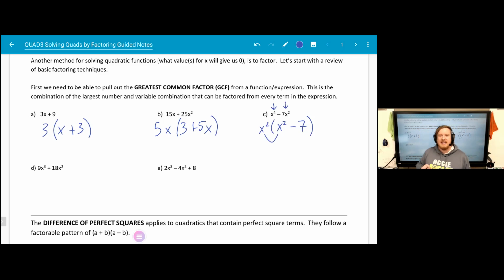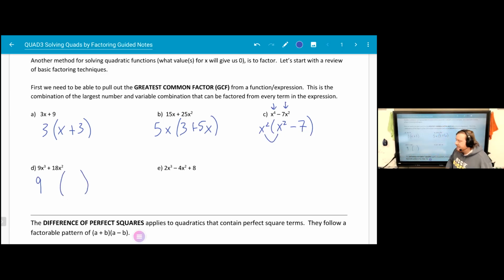Now that you tried D and E on your own, let's go ahead and take a look. I've got 9x cubed plus 18x squared. Again, think about the coefficients first, 9 and 18. What do they both have in common? What's the greatest common factor between 9 and 18? I hope you said 9.